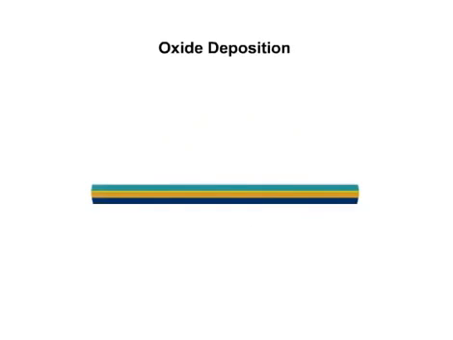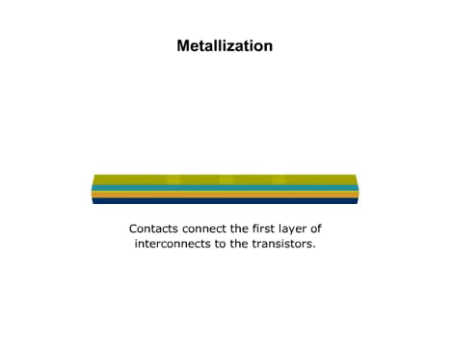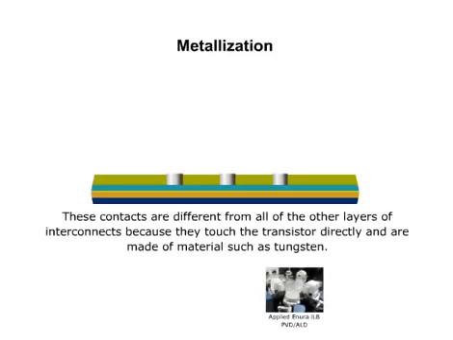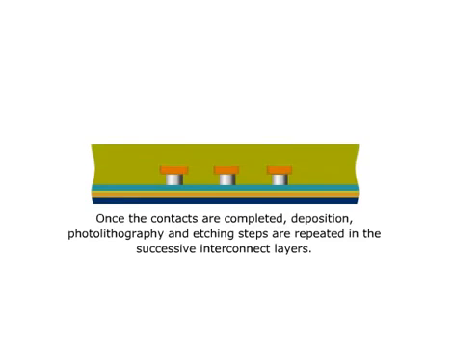To make the interconnect, an initial insulating layer of oxide is deposited between the transistors and the first layer of interconnects to prevent shorting out the circuits. The transistors are connected to the first layer of interconnects through openings in the insulating layer called contacts. These contacts are different from all of the other layers of interconnects because they touch the transistor directly. Once the contacts are completed, the deposition, photolithography, and etching steps are repeated in the successive interconnect layers.